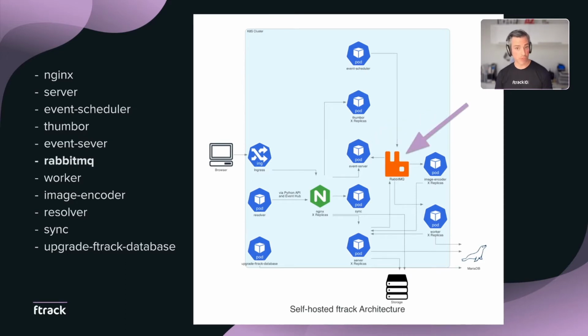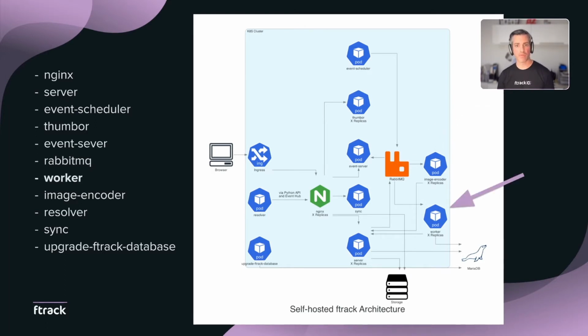Speaking of RabbitMQ, RabbitMQ is an open source application and is the message queue for the entire system. There are 2 separate queues. The event queue is published to by the server, and it's consumed by the event server to forward messages to connected API consumers. And the work queue is published to by the server or scheduler, and it's consumed by workers and image encoders.